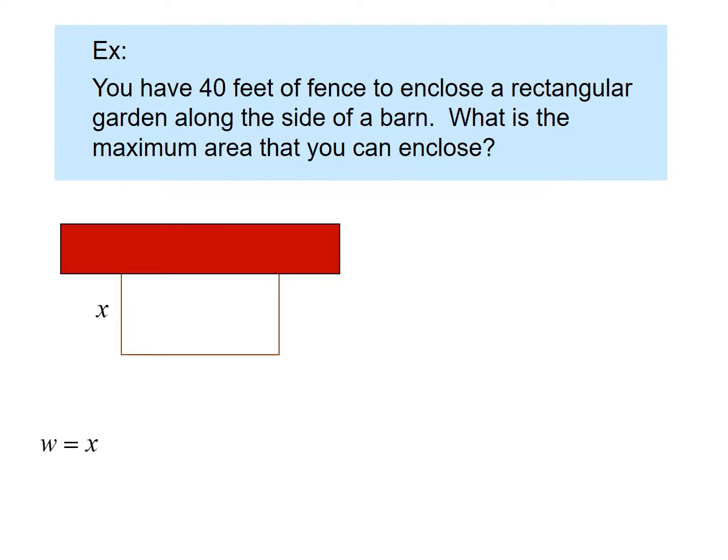So if we let the width equal x, then the length is 40 minus 2x. We have 40 feet altogether, and our two ends are both length x, so subtract 2x for the remaining length. We know that area equals length times width, so area is x times 40 minus 2x.